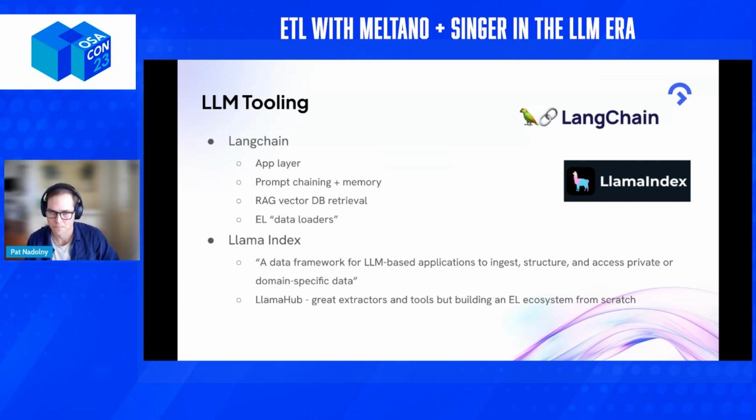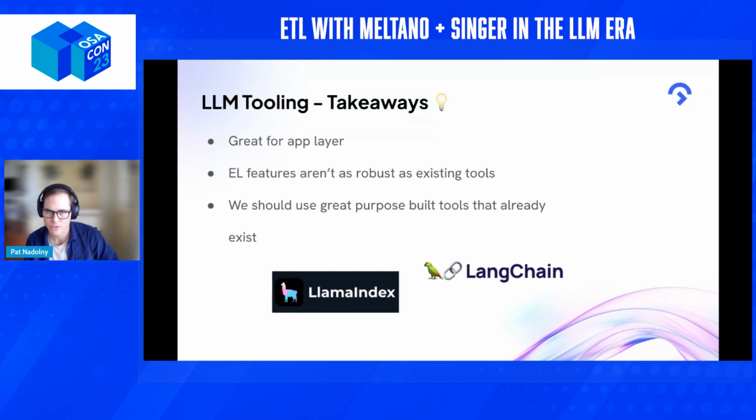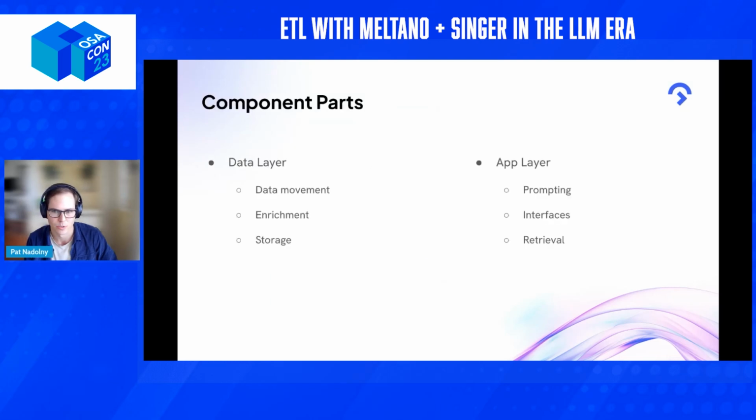So the takeaway after exploring these pieces is that these tools are great for the app layer, and we should use them for that. But the EL features aren't as robust when I started to look into the code. And it made me wonder, again, why are we not using great purpose-built tools that already exist for these things? We've put tons of effort into building these great communities and tools around them. So let's use them and keep LangChain and LlamaIndex doing what they're great at.